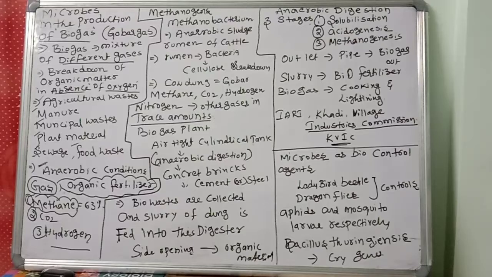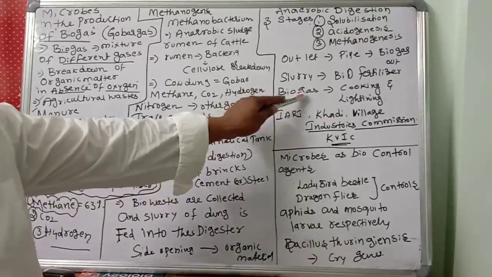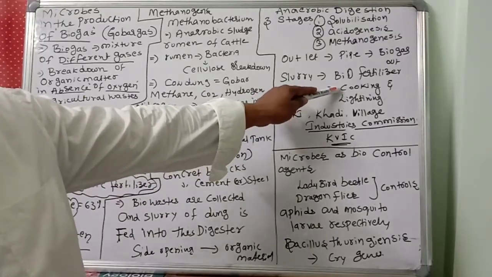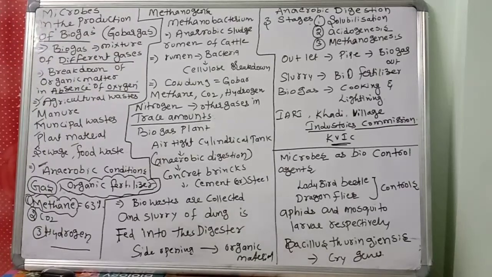That fertilizer is very useful for the growth of plants. So the slurry which remains after production of methane gas, that one we will use as a bio fertilizer. So what is the importance of biogas? Just now at the start I said, or not? The biogas is useful for cooking and lighting. So the biogas is useful for cooking and lighting.